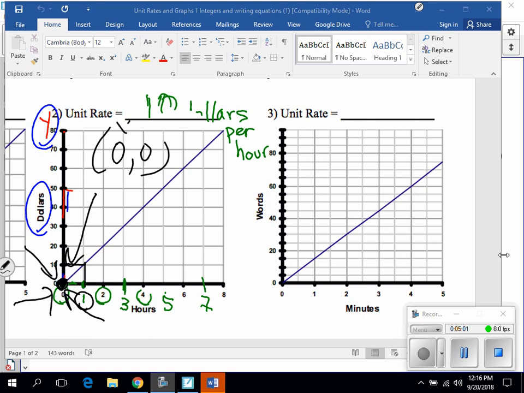If you record it like we did in the past and you write the formula k equals y divided by x, and you plug in 0 for y and you plug in 0 for x, it is impossible to take a number and divide it by 0. So it's a problem to have 0 in the denominator.